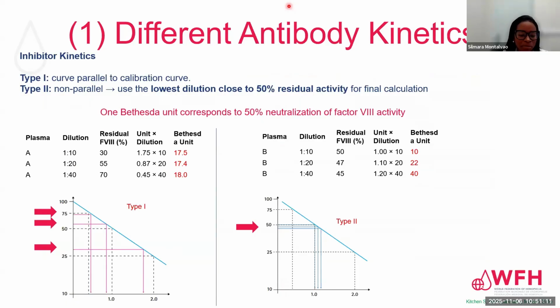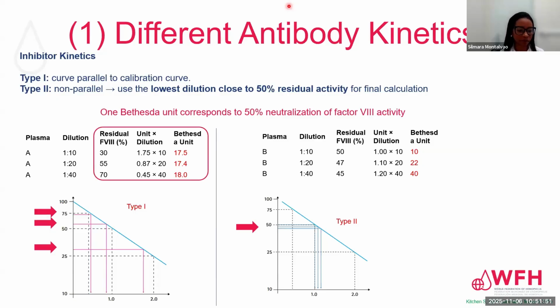Regarding the Bethesda assay, we need the same situation regarding the pH, what you are looking for. Just to explain this situation, I'd like to remind you that one Bethesda unit corresponds to 50% of neutralizing factor activity. For this reason, in this assay, we're looking for the dilution where you can find 50% neutralization of the factor VIII.